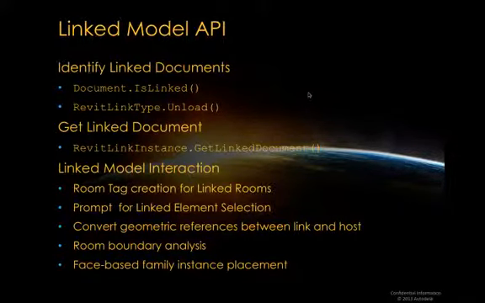Continuing with the linked model access, we can identify whether a document is linked, or unload a specific link, access the linked document, and interact to some extent with linked models. So it is now possible to create room tags for linked rooms, prompt for selection of elements in a linked file, convert geometric references between the link and the host, execute some room boundary analysis, and place family instances on faces defined in the linked file.